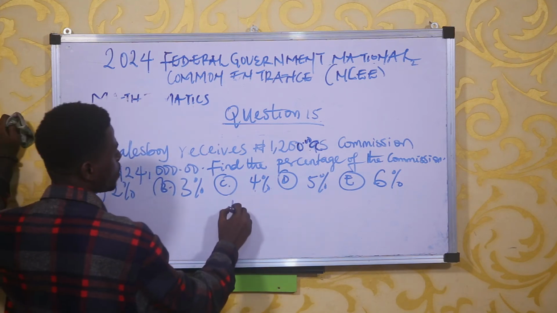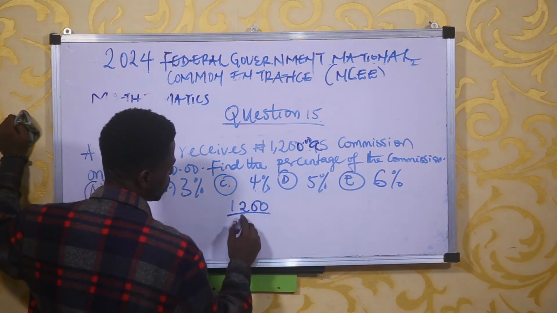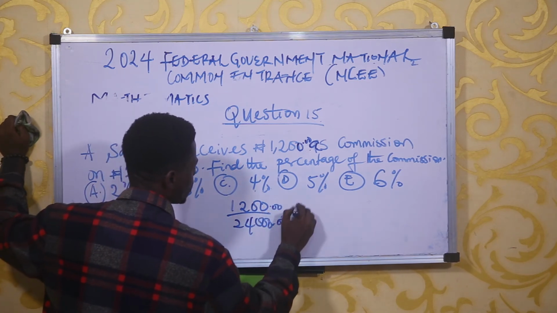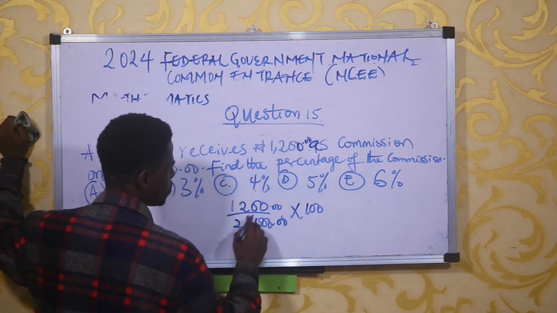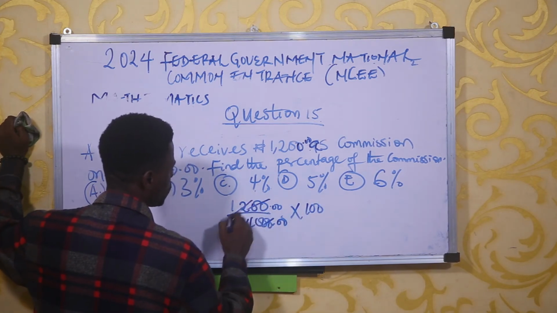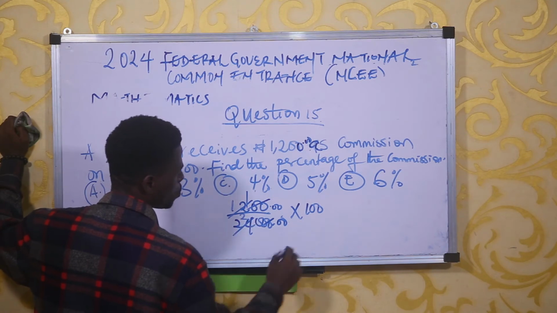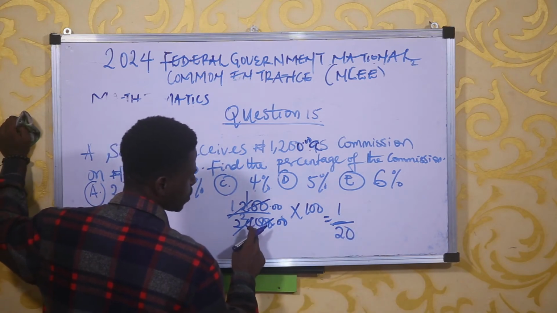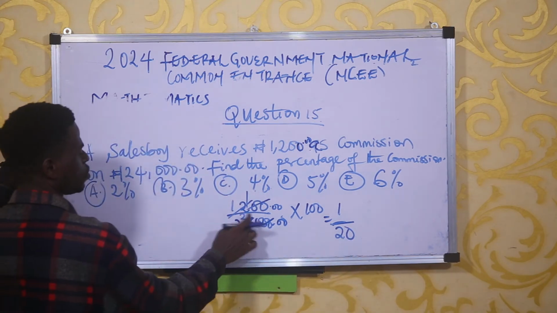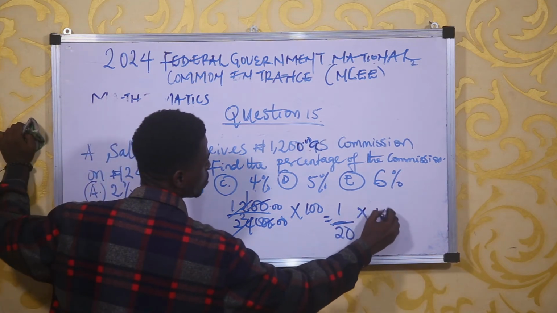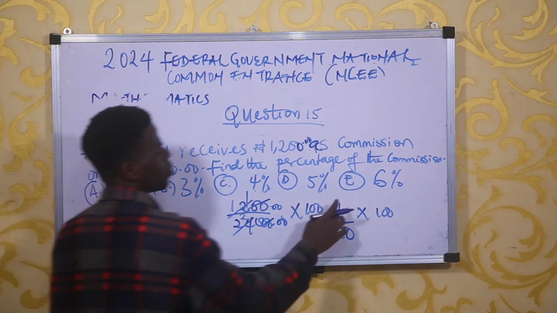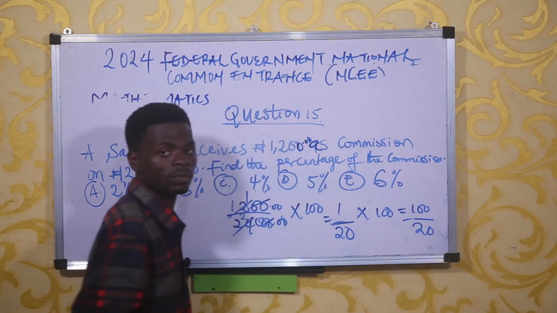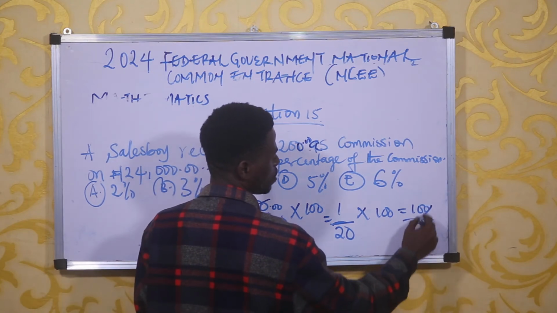So in this place, we're going to write 1,200 divided by 24,000 naira times 100. So in this place, 0 cancels 0. 12 into 24 is 2. So we have 1 over 20. Take note of that. Times 100. So 1 times 100 gives us 100 divided by 20. 0 cancels 0. 10 divided by 2 is 5.